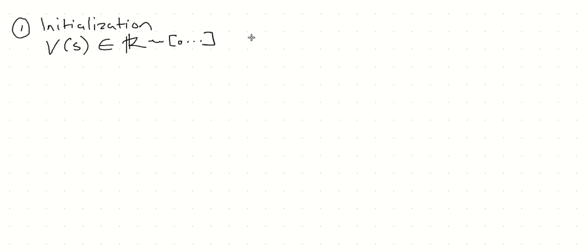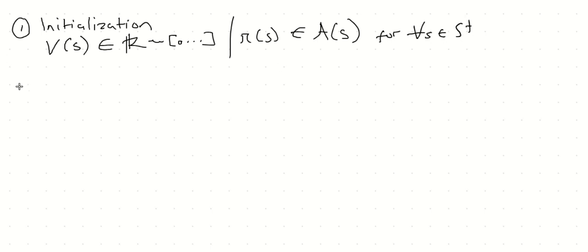And our initial policy, pi s, right? We initialize our initial policy. We can start maybe with a random policy, it doesn't matter, right? That's an element of the action space, right? So that is for all s an element of S, if you remember the notation.